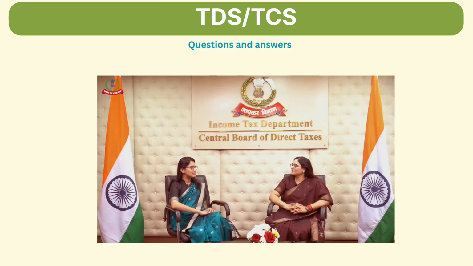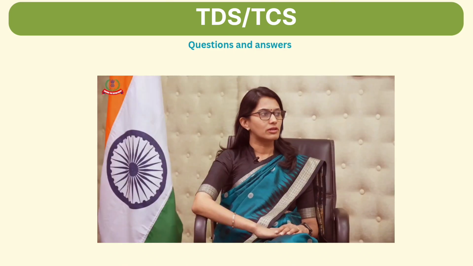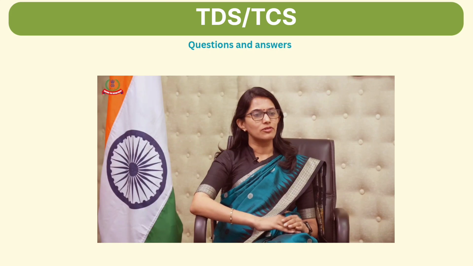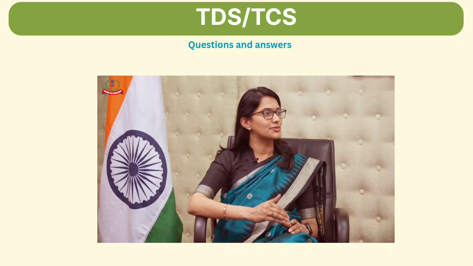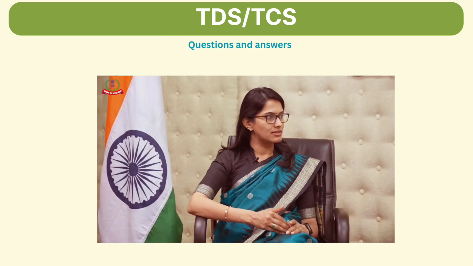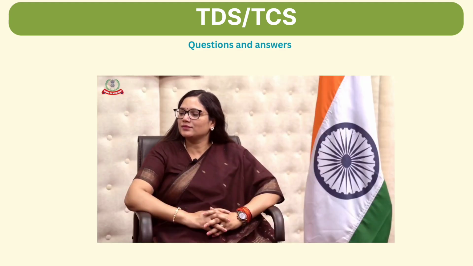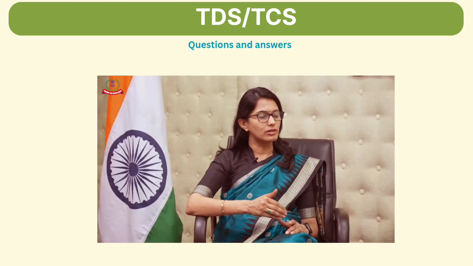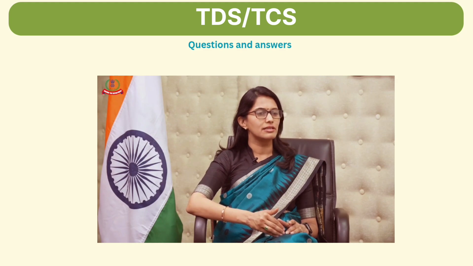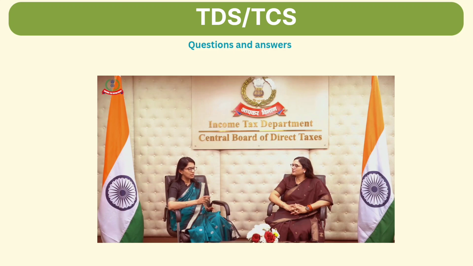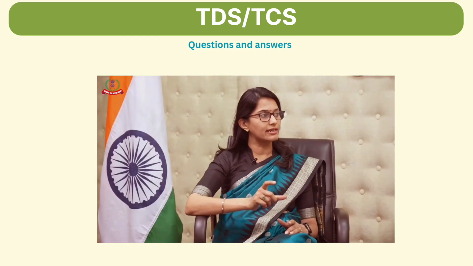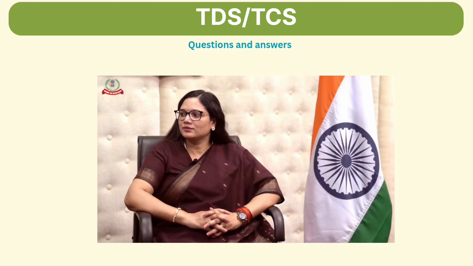Some of the examples of the changes in monetary threshold limit. For interest on securities, the limit has been nil right now, which has been changed to 10,000. For interest other than on securities, for senior citizens, the limit from 50,000 has been increased to 1 lakh. For others, from 40,000 to 50,000. Similarly, for dividend, for payment to individual shareholders, the limit was 5,000, which has been raised to 10,000. In respect of winnings, the limit of 10,000 was an aggregate threshold. It has been made 10,000 as a single transaction-based threshold.